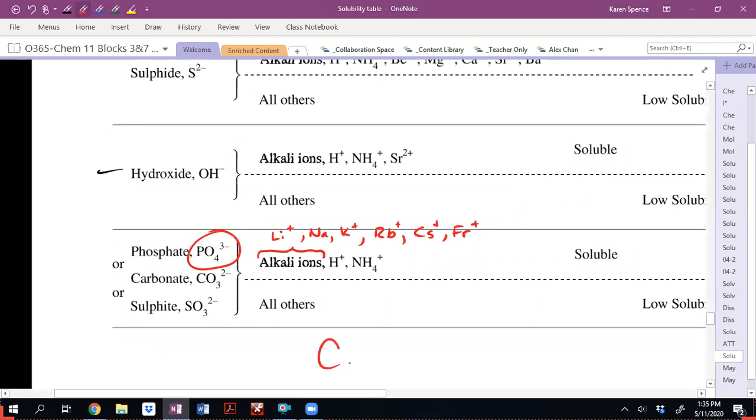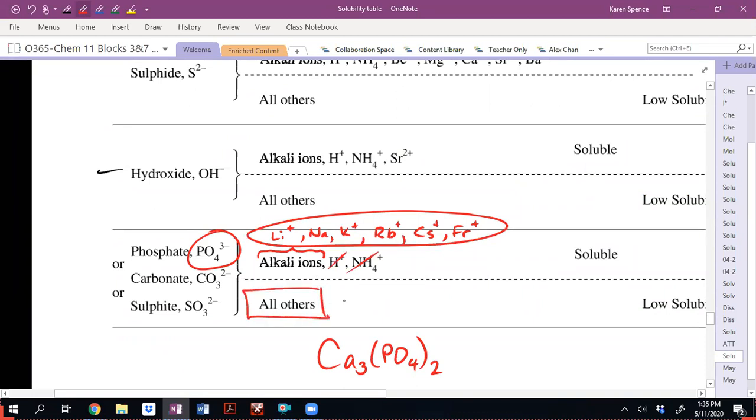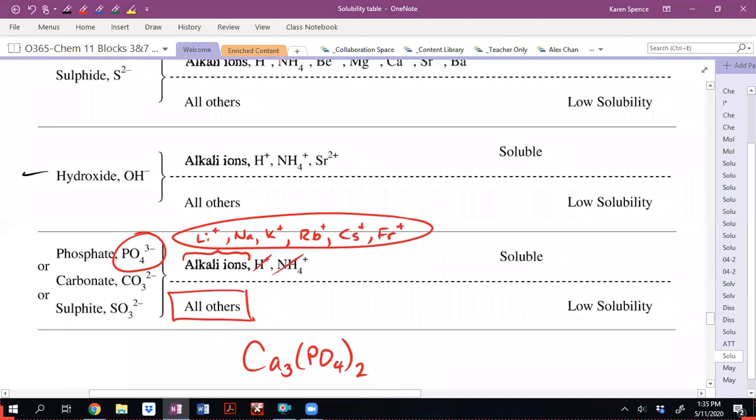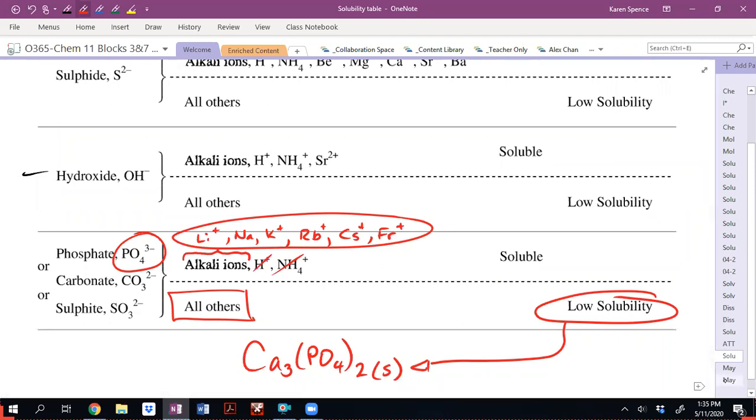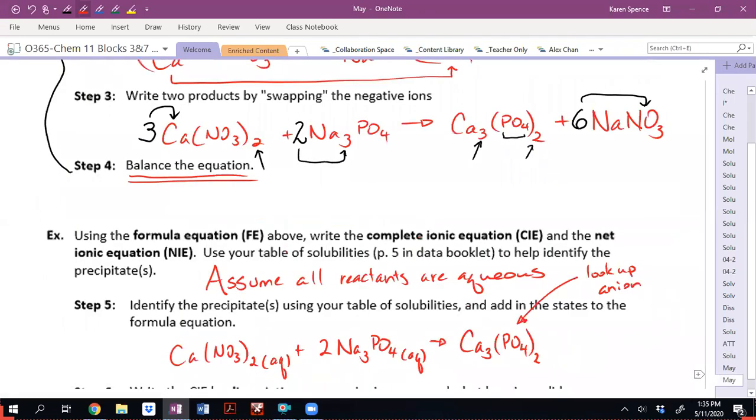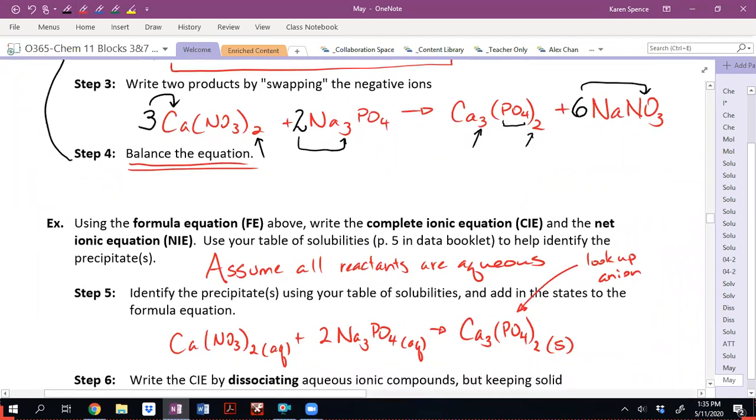Now, we had calcium phosphate. So we do not have one of these. We don't have hydrogen. We don't have ammonia. So we are dealing with something that falls in the all others category. And it says that everything else with phosphate is low solubility, which tells me that this is going to be a solid. So we are going to get a precipitate in this reaction. So calcium phosphate is a solid.